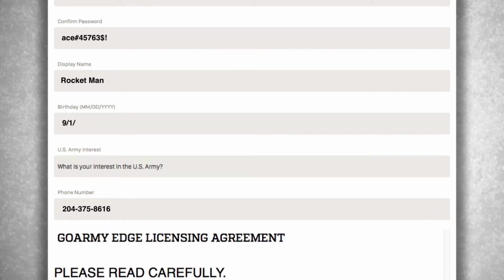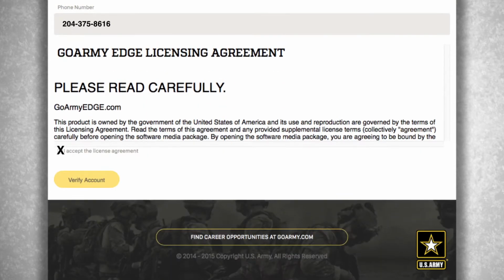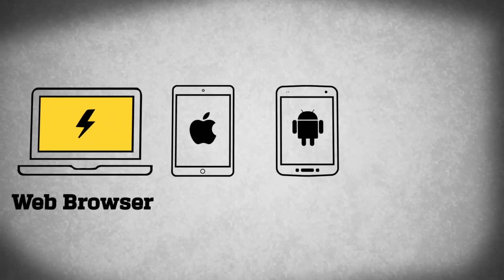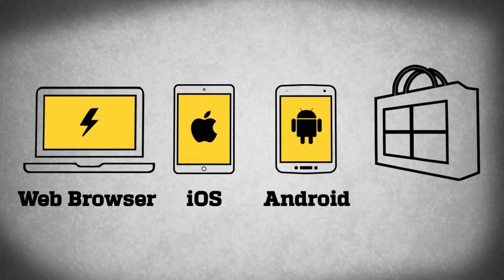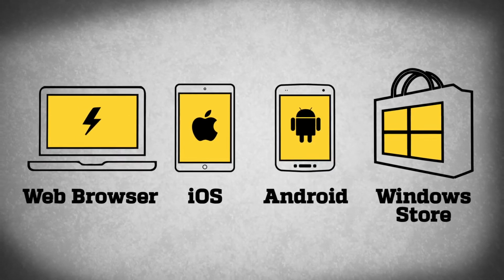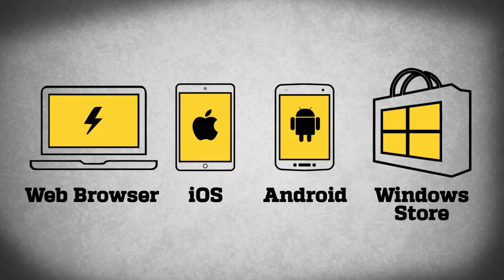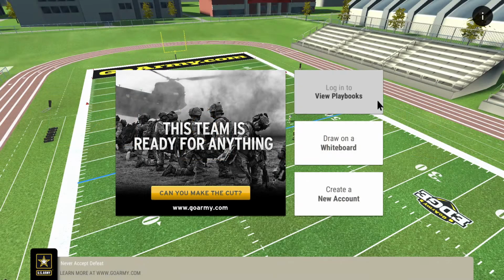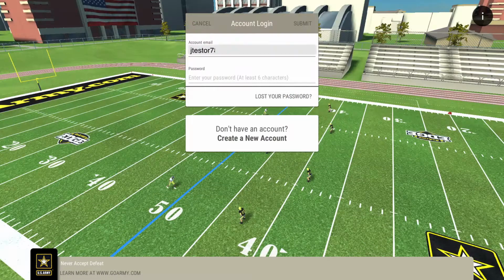Enter your birth date, select your level of interest in the Army, and check the box to accept the license agreement. Once you click the Verify button, your account will be created and you're ready to return to GoArmy Edge Football. The app can be accessed from a web browser or downloaded for your mobile device. For improved performance on a PC running Windows 8 or Windows 10, download GoArmy Edge Football from the Windows Store. When you get back, click Log In to view playbooks using the account credentials you just created.